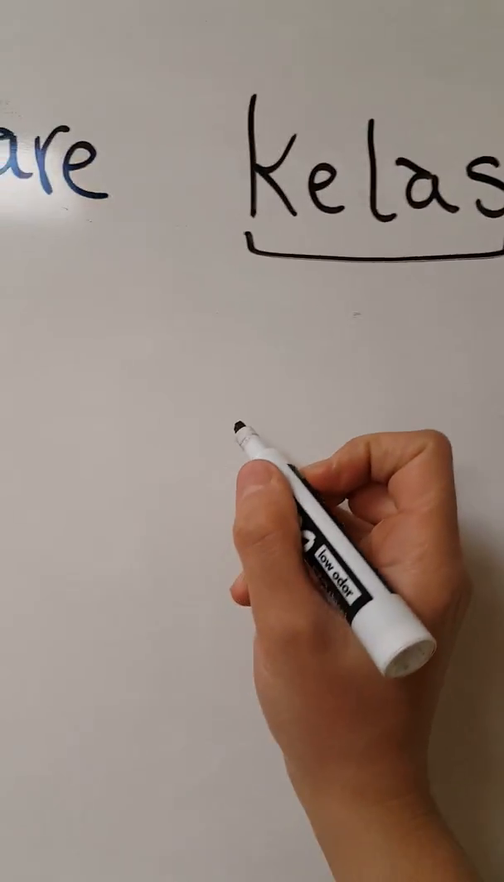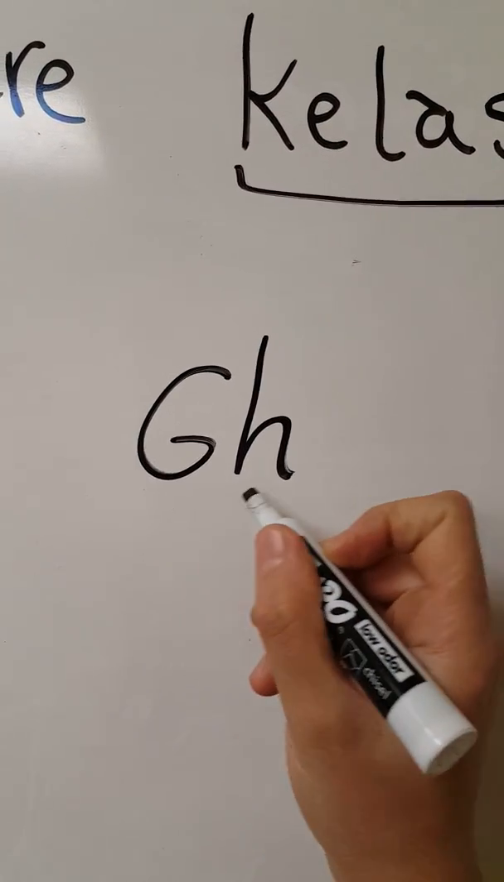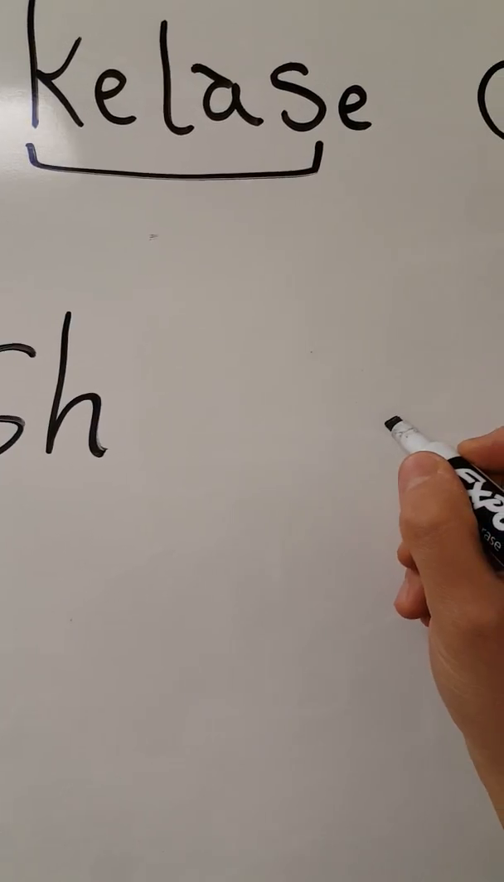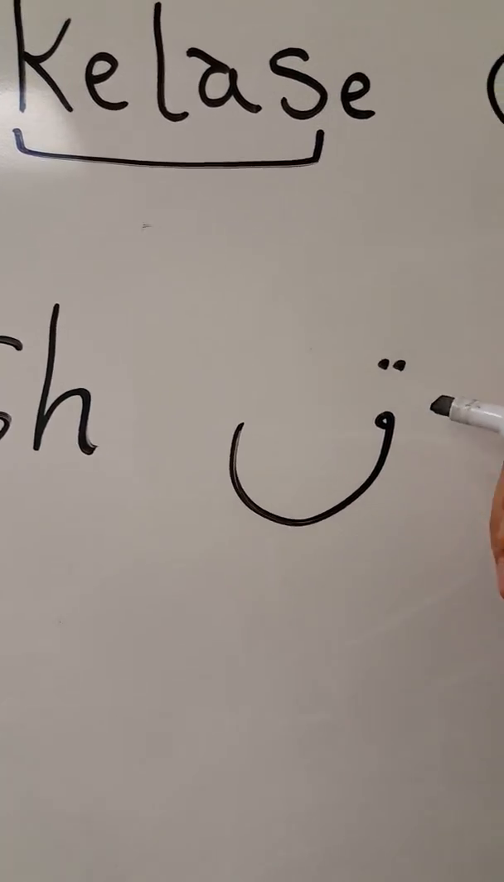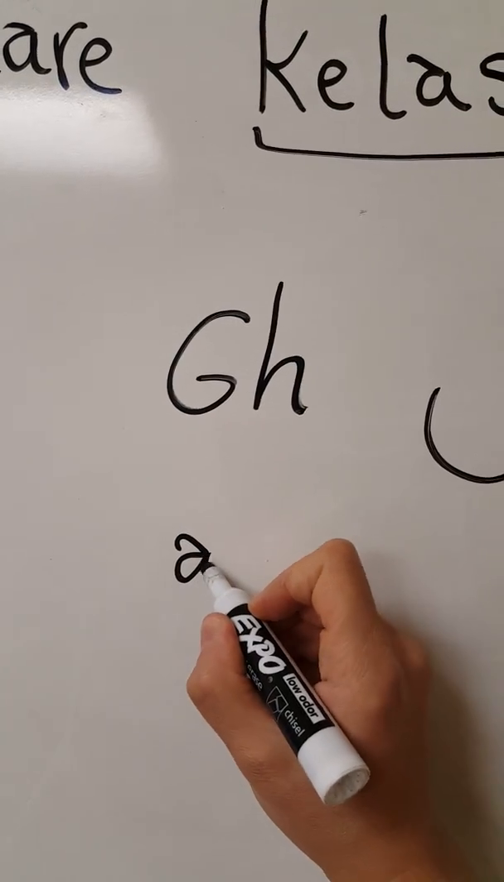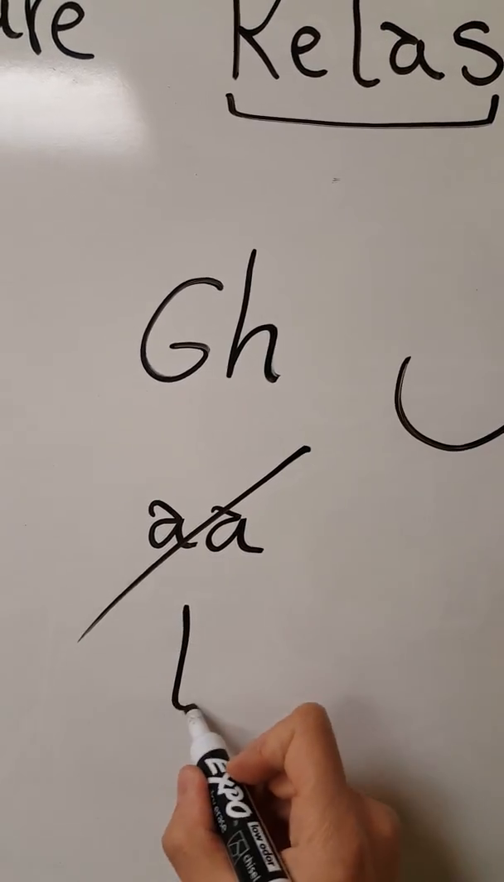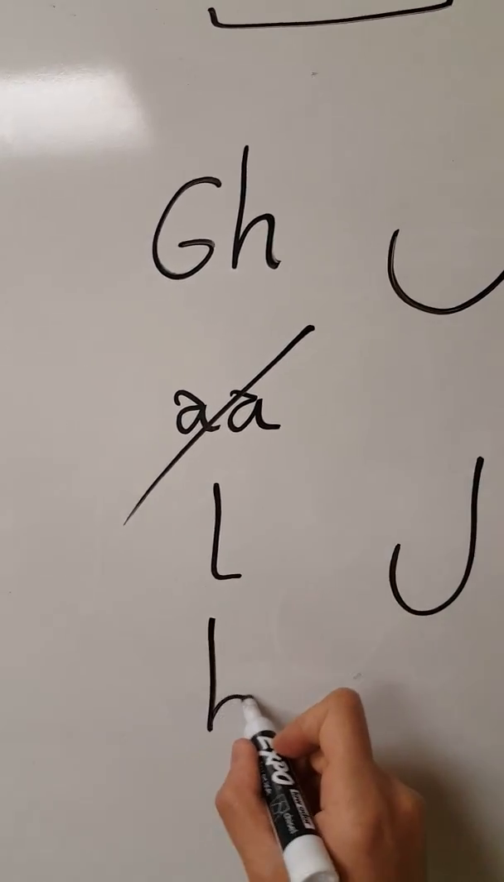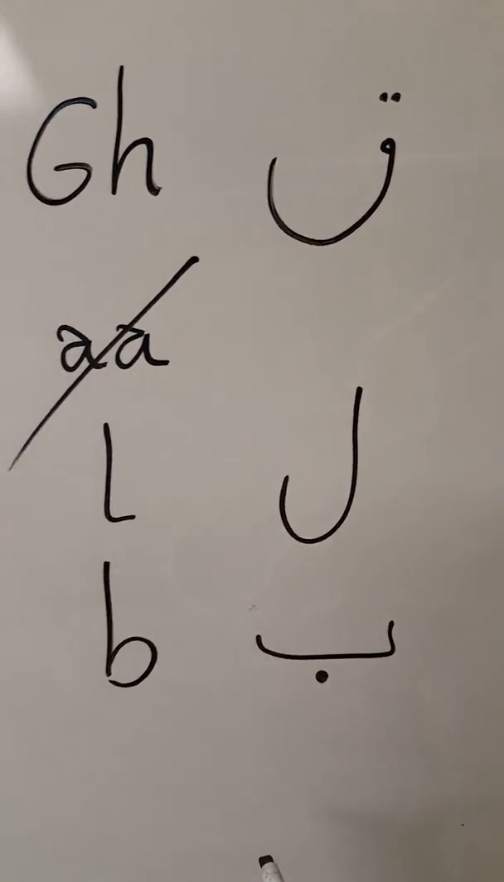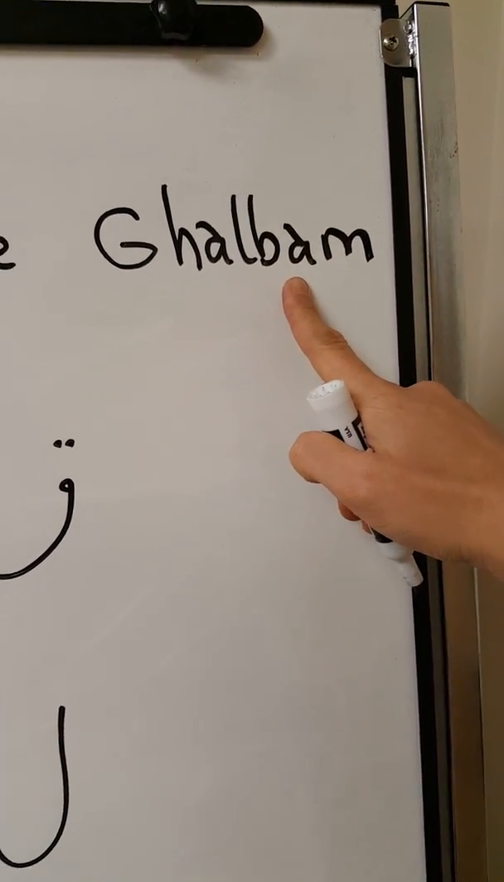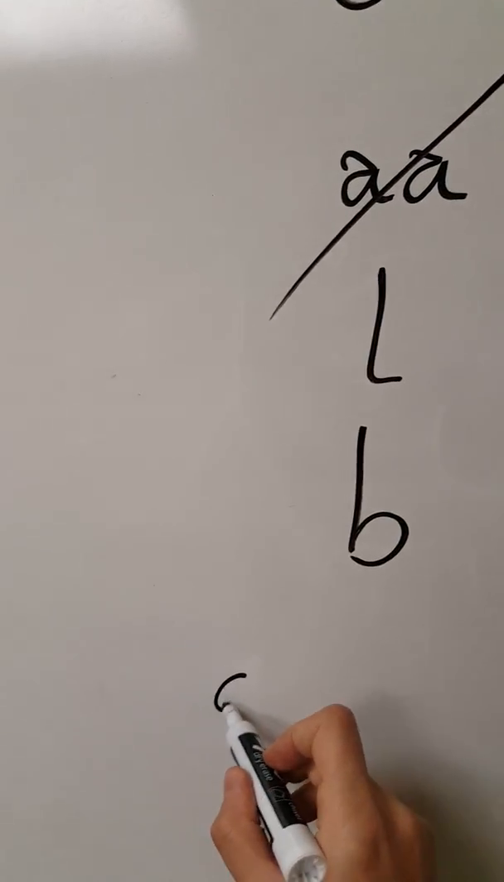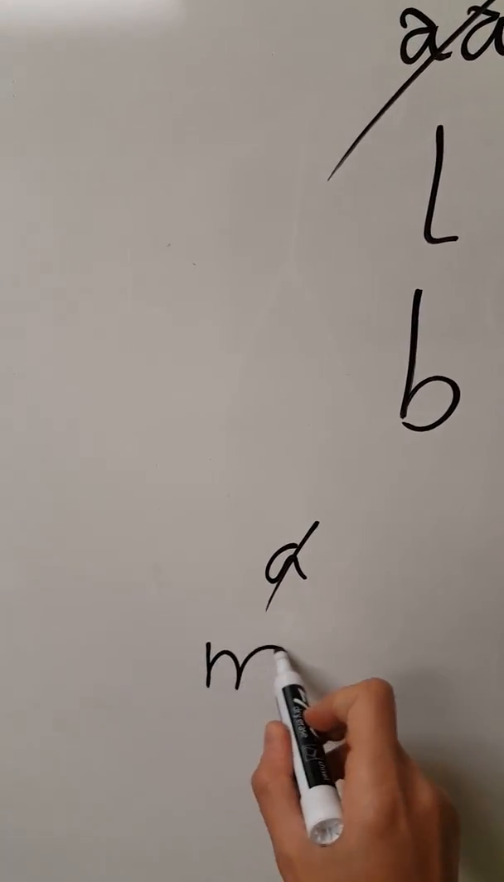And now the last word is called qalbam. Qalbam means my heart. Letter G and H together is written like this. Q. A again is a sound; you ignore it. L. Letter B. Again, another A sound is here. Again, ignore this. And for letter M, I showed you before, it's like this.